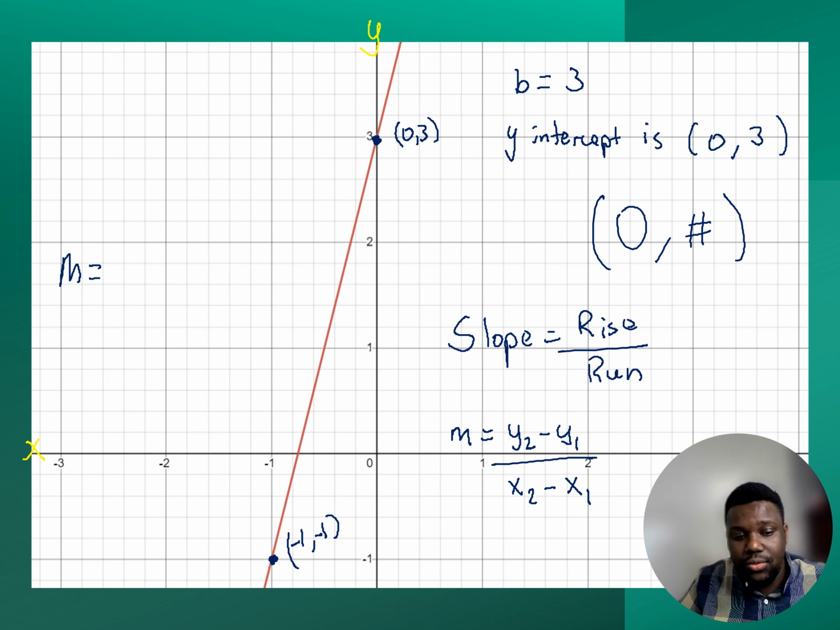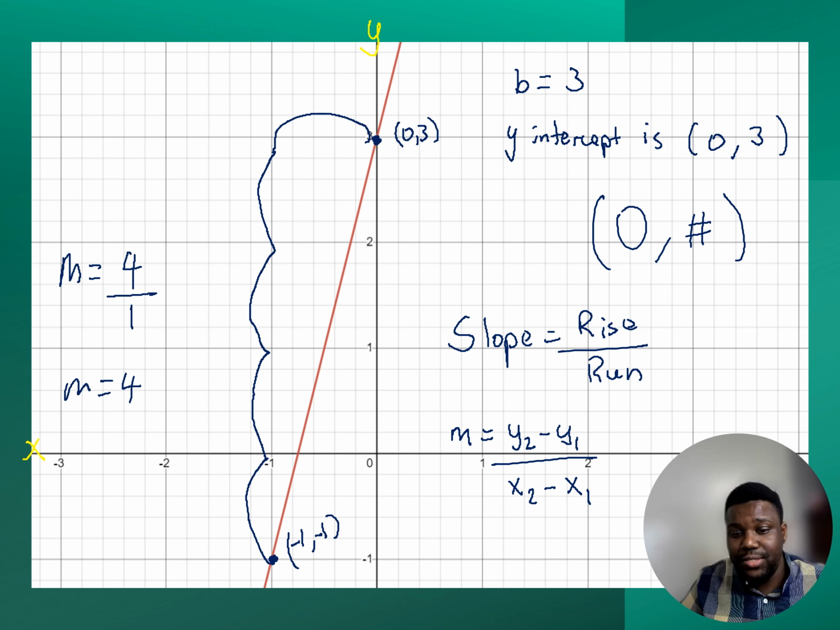So m is equal to, so I jump 1 unit, 2, 3, 4 units up. So that's our numerator, that's the number that we rise. And then we jump 1 unit across. So it'll be 4 over 1, or 4. So our slope is 4, our y-intercept is b. So we can write this in the slope-intercept form. So it will be y is equal to 4x plus 3. And it's a positive 4 because it's going uphill, which means that our slope is positive.